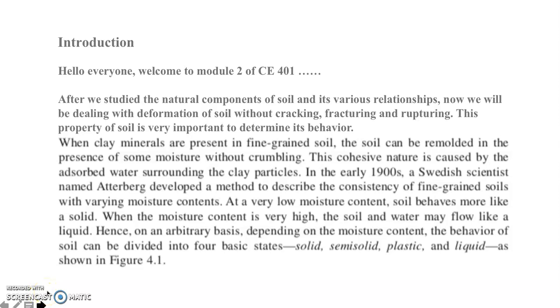So there was a Swedish scientist in the early 1900s. His name is Atterberg. Atterberg developed a method to describe the consistency of fine-grained soil with varying moisture content. So, meaning to say, Atterberg was a Swedish scientist and he studied the consistency of fine-grained soil with different moisture contents.